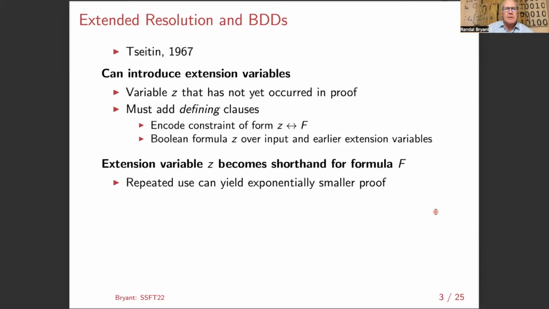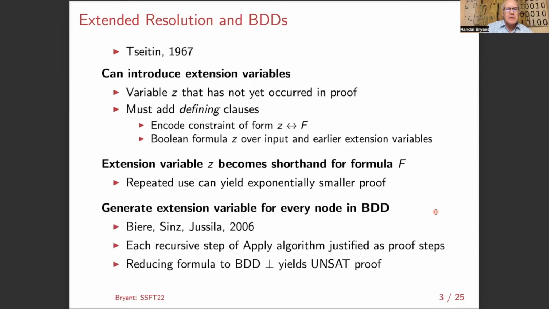So we saw the idea was to introduce intermediate variables that encode some shorthand for a Boolean formula over existing input variables and prior extension variables. And the proof can then refer to those extension variables. So now the idea is every time we introduce a BDD, we'll also create an extension variable that encodes the properties of that node as a Boolean function with respect to the other nodes in the BDD.